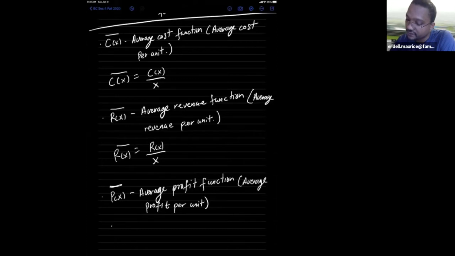Again, your P bar of x function is equal to your regular profit function divided by x, the number of units that you made.